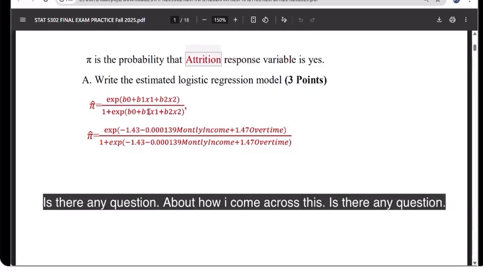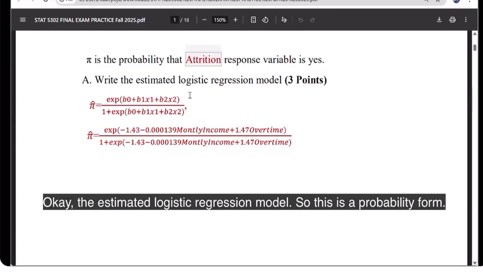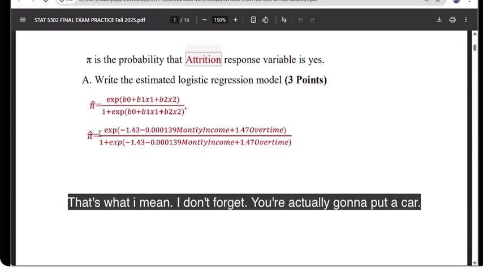Is there any question about how I came across this? So this is the solution to the problem: the estimated logistic regression model. This is a probability form. And don't forget, you're going to put a cap on that. The cap means you're talking about the estimated.